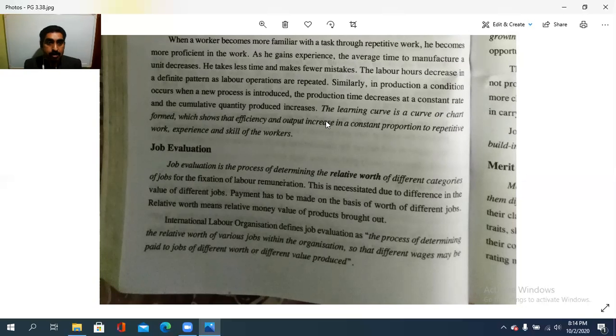Different jobs have different values, isn't it? A laboratory technician has one value, and a teacher or a lecturer has their own value, isn't it? So like that, evaluating the job itself. So ILO defines job evaluation as the process of determining the relative worth of various jobs within the organization so that different wages may be paid to jobs of different worth or different value produced. So based on the value of each and every job, remuneration is to be given to the workers performing that job. So that is the job evaluation.